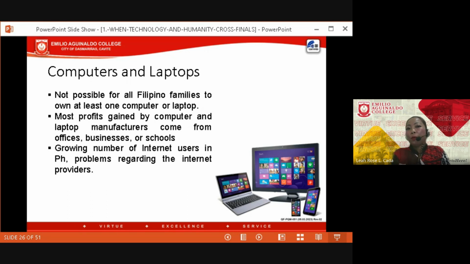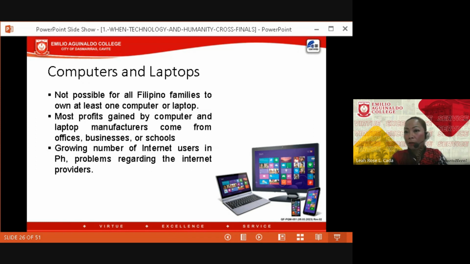Anyway, most profits gained by computer and laptop manufacturers come from offices, business, and schools. And with the growing number of internet users in the country, syempre nagkakaroon na rin ng problem on internet providers. Kaya nga, even with the internet providers, they would have to advance their technology in order to service most of their Filipino clientele, lalo na nung nag-umpisa ang pandemic, di ba? Everybody went online. And this was something that the internet providers have not projected, but it became a phenomenon. So they had to work fast and ensure that they are able to provide internet to the Filipinos. Kaya siguro nga, nagbago din yung need ng mga households natin na internet talaga ang pinamumulan na importanteng bagay.